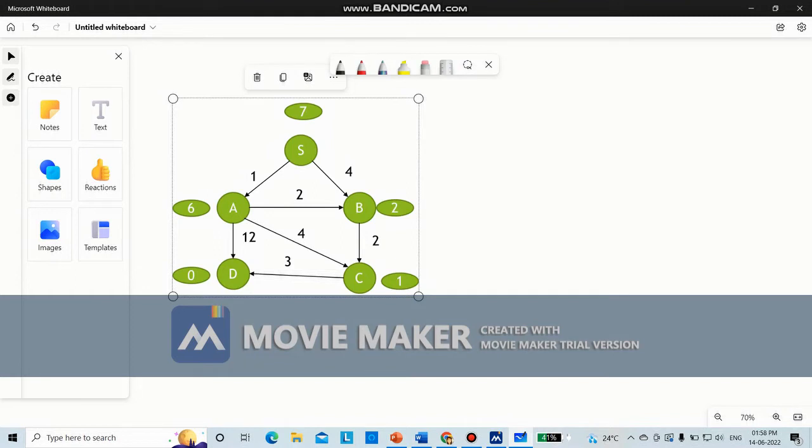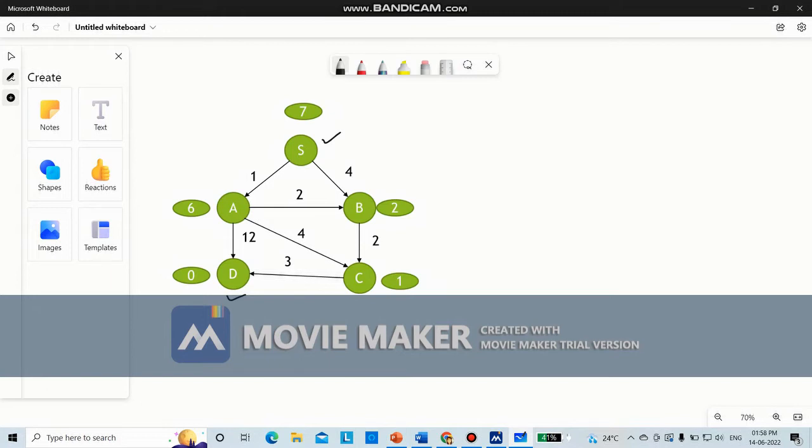Let S be the starting node and D be the goal node. So we need to use the A star algorithm. Now we see that some numbers are given here. From S to A one number is there. So what is this? This is G of n, as we have seen in the theory part.